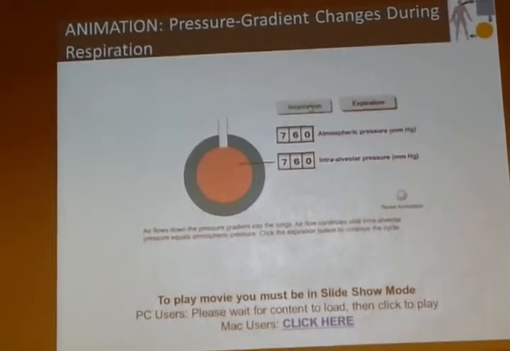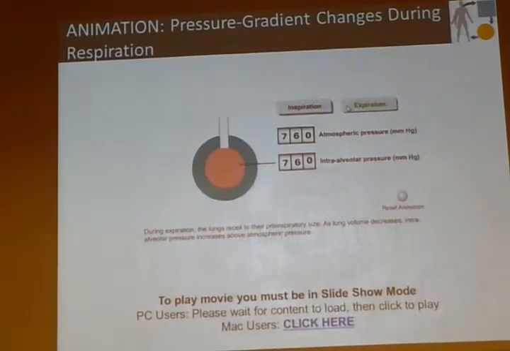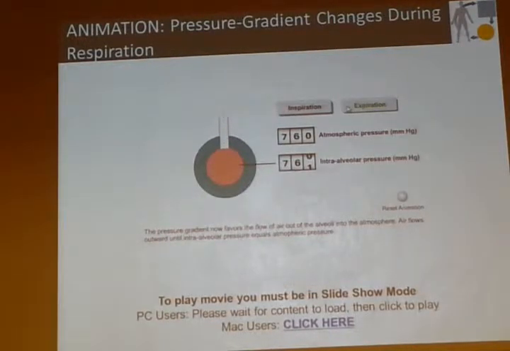On expiration, during expiration, the lungs recoil to their pre-inspiratory size. As lung volume decreases, intraalveolar pressure increases above atmospheric pressure. The pressure gradient now favors the flow of air out of the alveoli into the atmosphere. Air flows outward until intraalveolar pressure equals atmospheric pressure.